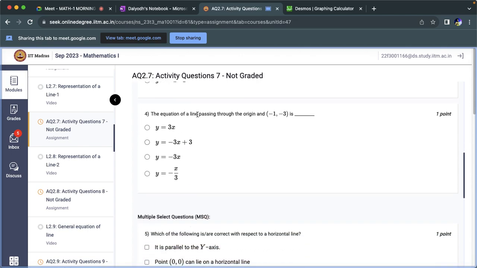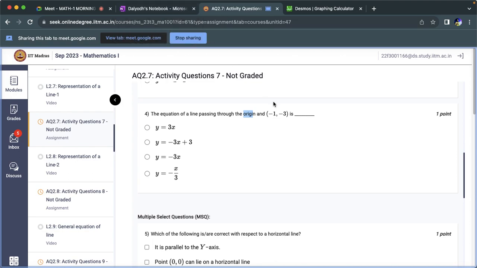The equation of the line passes through the origin and minus 1 comma minus 3, right? So you have to satisfy this point as well as the origin. How do you approach this question? First of all, how do you define its slope? One point is 0 comma 0 and the second point is minus 1, minus 3. So we can use the slope formula, y2 minus y1 by x2 minus x1, and we get the slope.